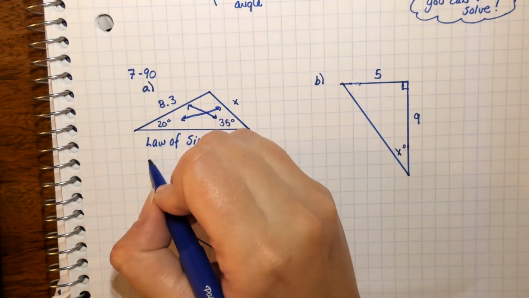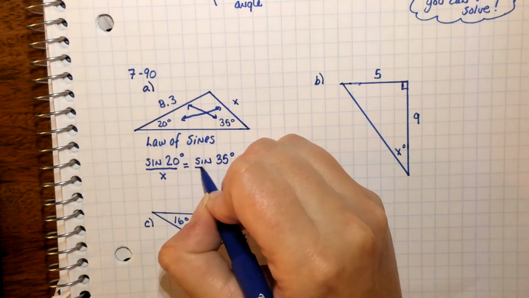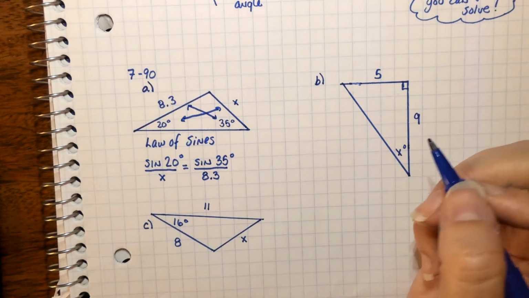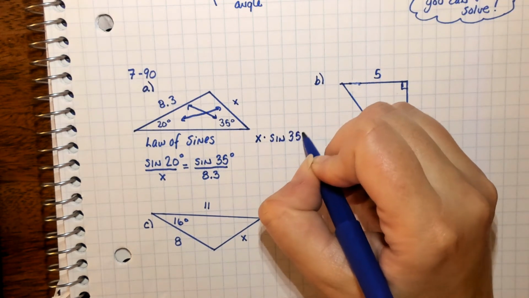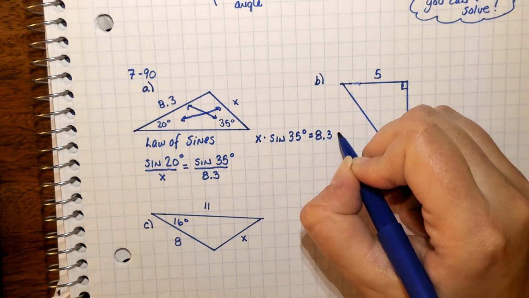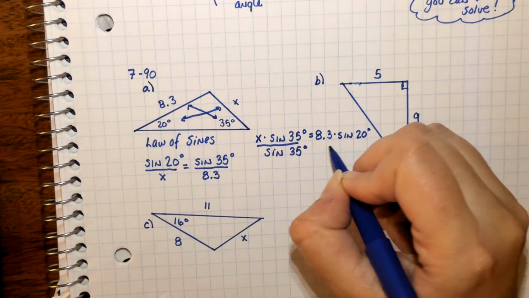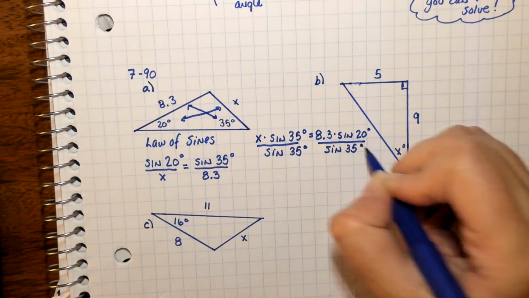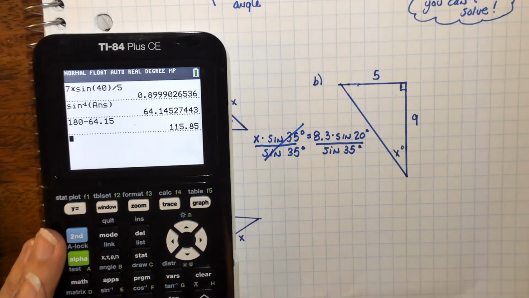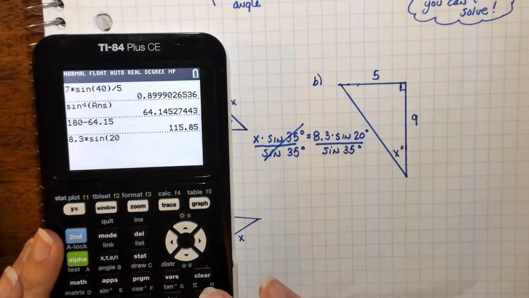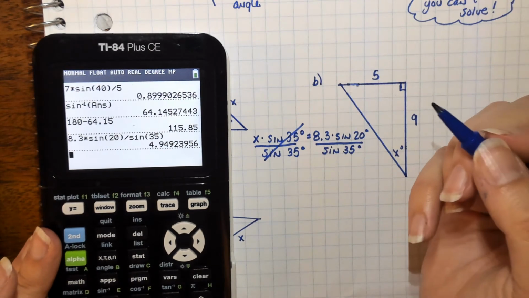Okay, and I have sine of the angle over the side across equals sine of the angle over the side across. Cross multiply. Divide. 0.9.